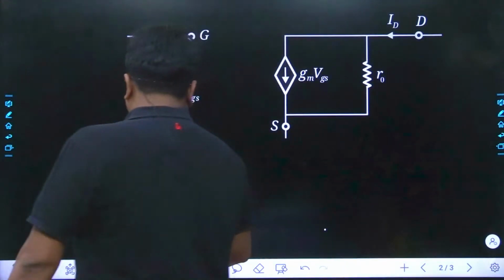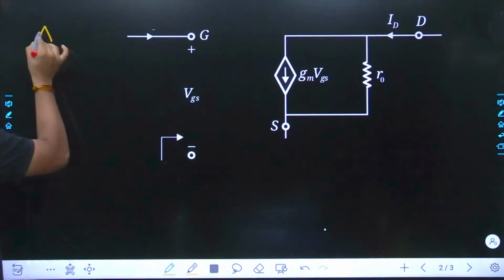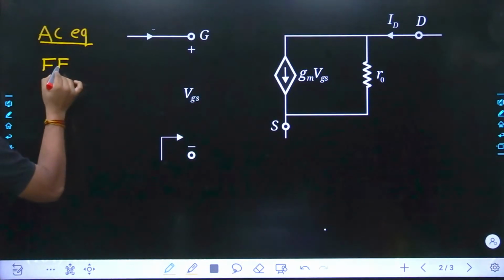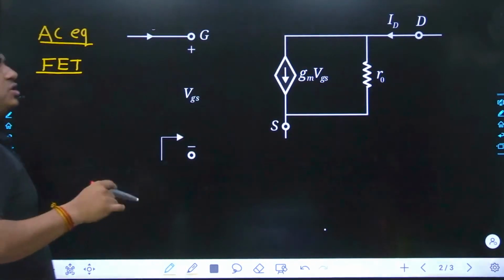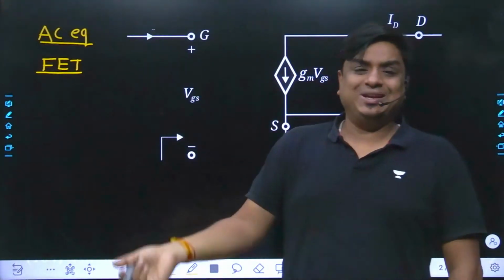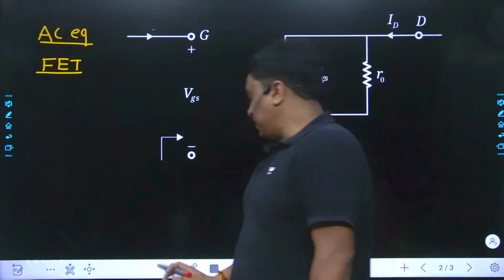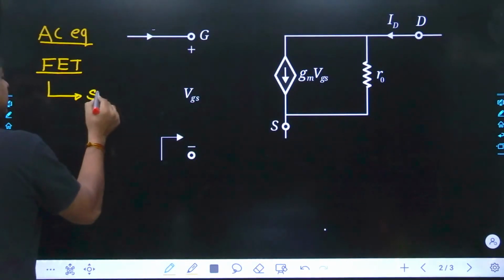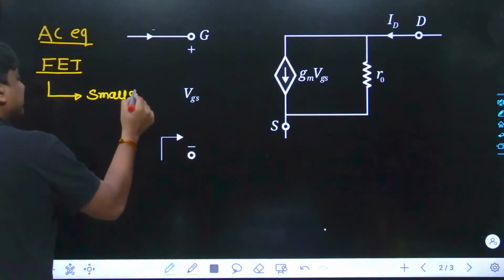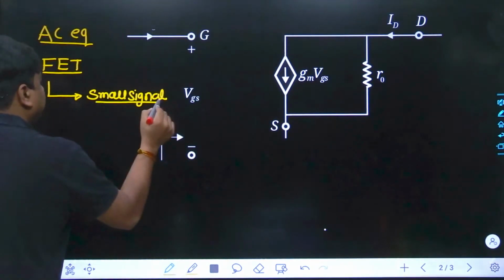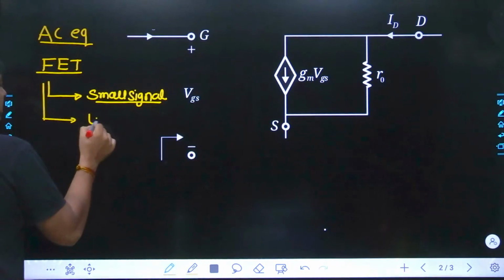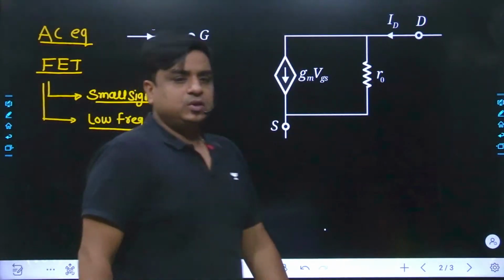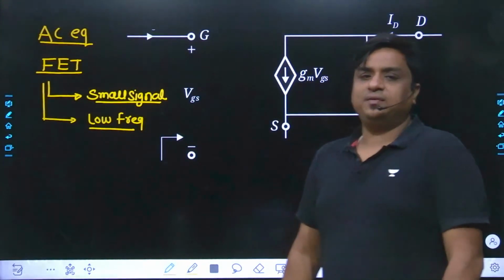Keep in mind, this is the AC equivalent of any kind of FET, which includes the JFET family and both MOSFET families, either E type or D type. But keep in mind, this is valid only and only if the given FET is operating in small signal. Virtually speaking, the input source applied to the given FET has to be small in signal, and similarly it should also be low in operating frequency. Agreed? Till this point I don't find any of the students would have any kind of doubt now.